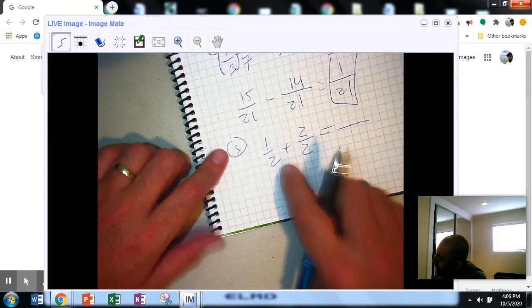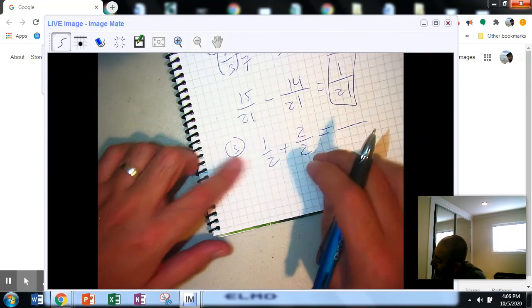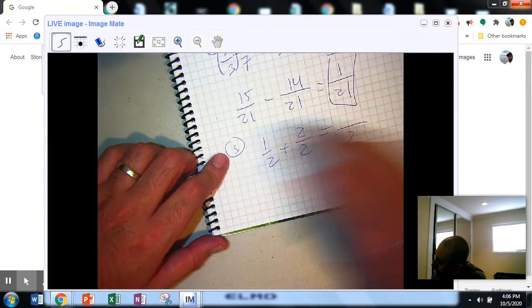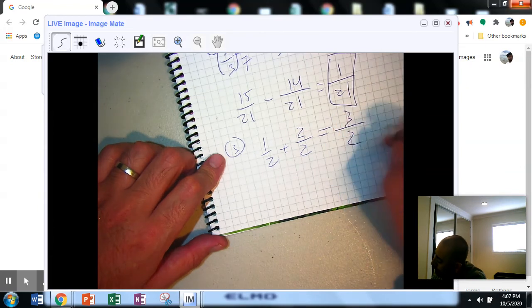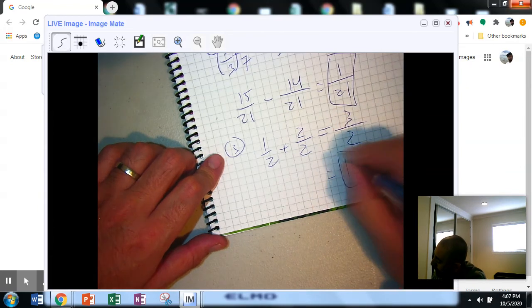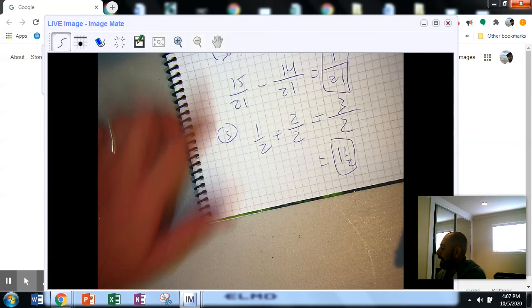But if you already have the same denominator, you don't have to multiply anything. You're ready to go. 2, 2, 2. 1 plus 2 is 3. 3 halves, which reduces to 1 and 1/2. All right, so that's adding.